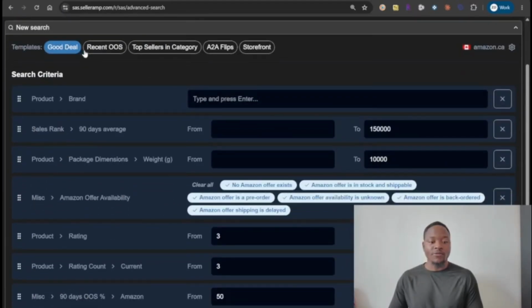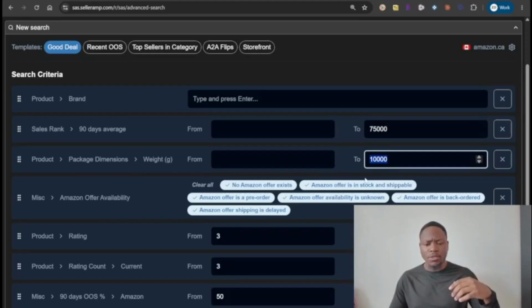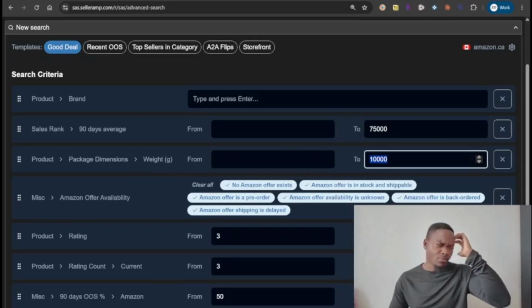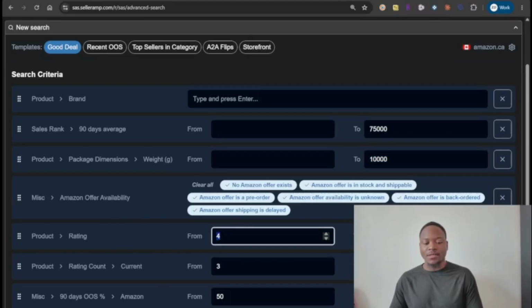So for example, if you're looking for a good deal in the Amazon Canadian marketplace, what you could do is, the sales rank on 90 days average, you could say like, hey, I'm looking for a product that has a ranking below 75,000. For the package dimension in terms of weight, yes, sure, you could put in 10,000, which, if I'm converting it properly, should be 10 kilograms, if I'm not mistaken, which is not the heaviest product. And then we have the rating, right? Usually I would want to pick a rating of at least 4, or 3.9 is really the lowest that I would go for. At least 3 ratings on the listing.